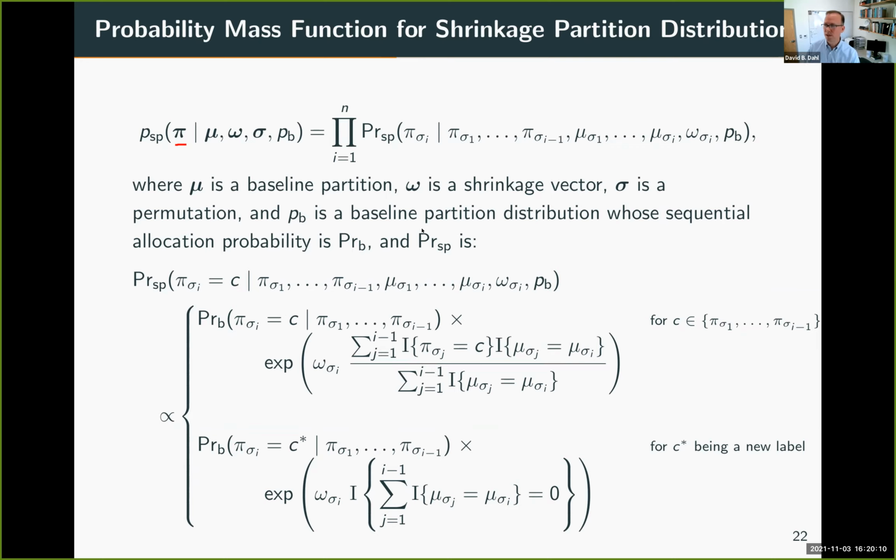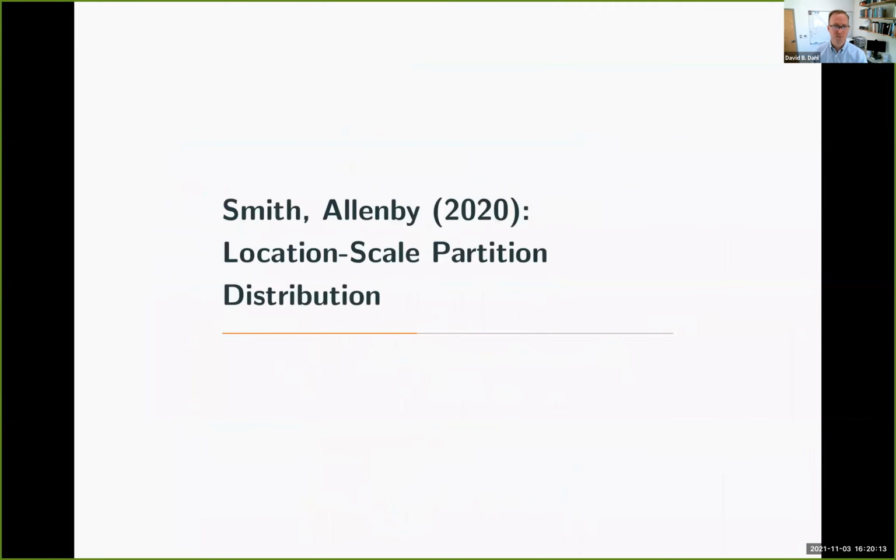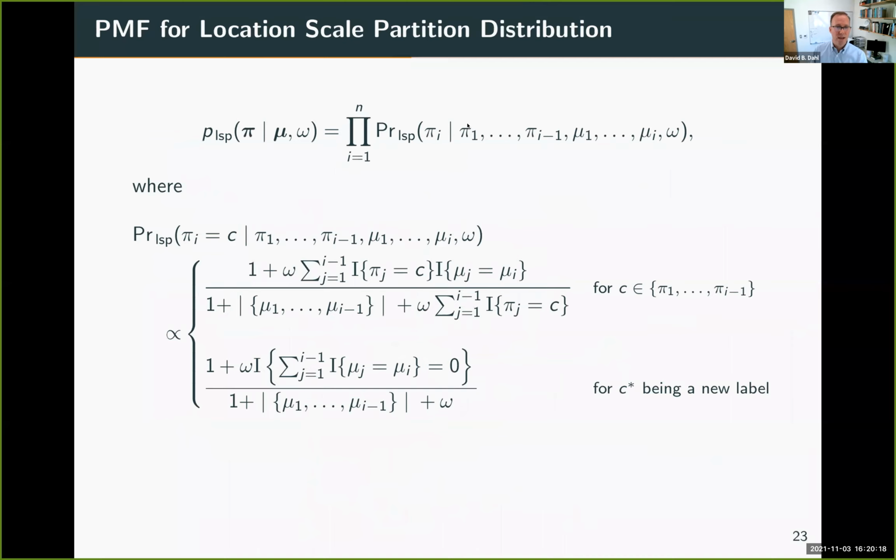Now let's compare that with the location scale partition distribution of Smith and Allenby. They also allocate sequentially, item 1 first, and then item 2, all the way up to item n. So they use the natural permutation, and their allocation rule is somewhat different. But nonetheless, it involves a sequential allocation. They have a baseline partition, and they also have a shrinkage parameter omega. This shrinkage parameter omega, though, is not specific to individual items, but is rather a global shrinkage parameter.